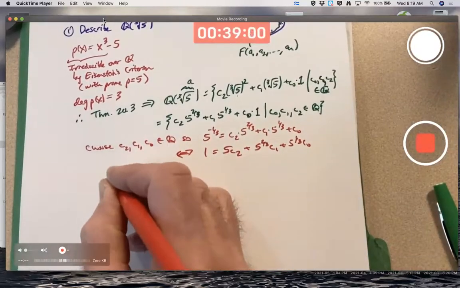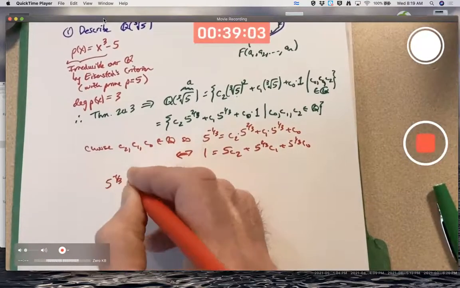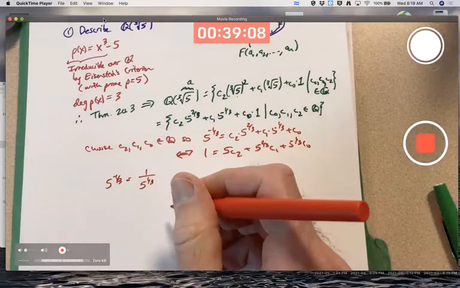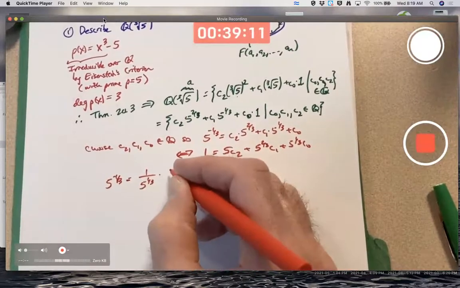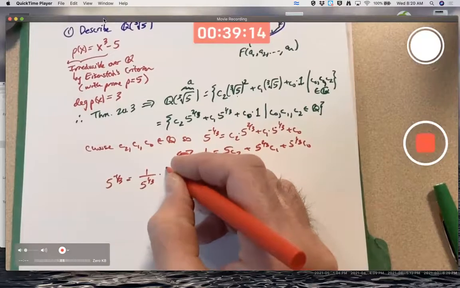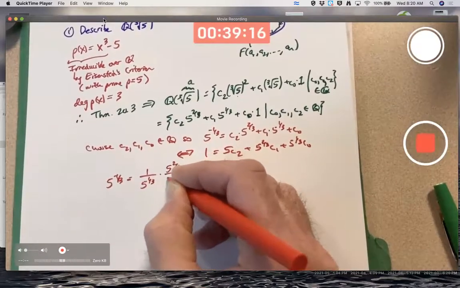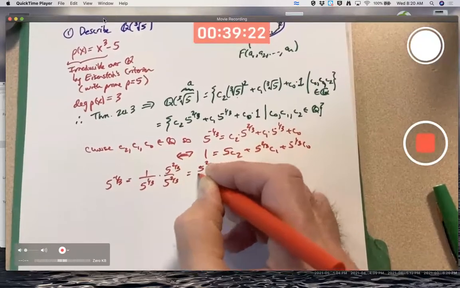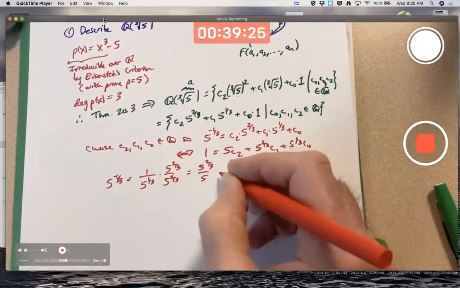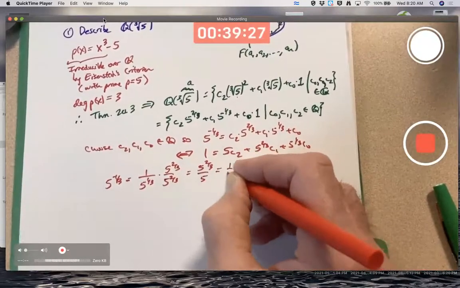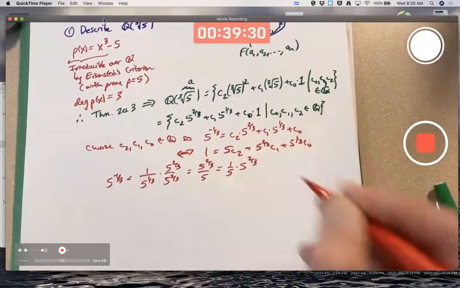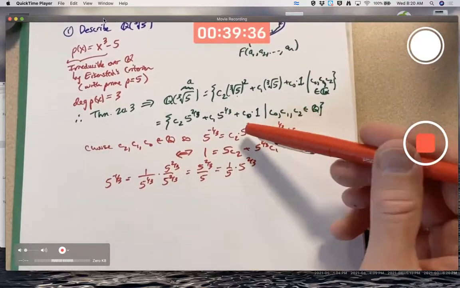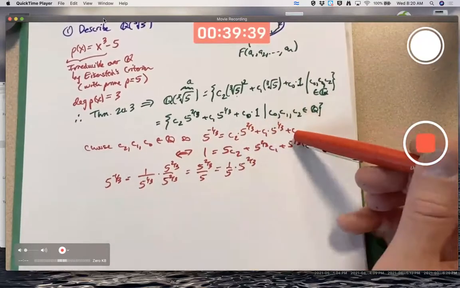I do know 5 to the negative 1/3 does equal 1 over 5 to the 1/3. And I could multiply the top and the bottom of this by 5 to the 2/3, and that's multiplying by 1, so it's not changing it. That'll give me 5 to the 2/3 over 5. Oh, hey, there we go. 1/5 times 5 to the 2/3. In other words, take C2 to be 1/5, C1 to be 0, and C0 to be 0.